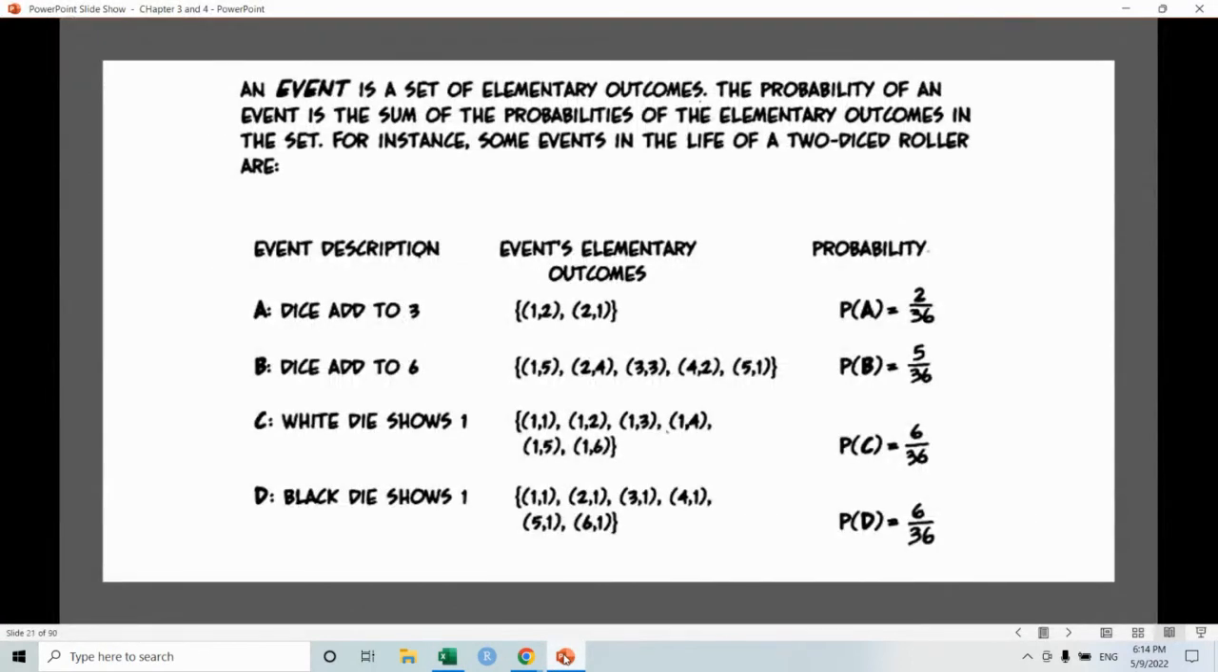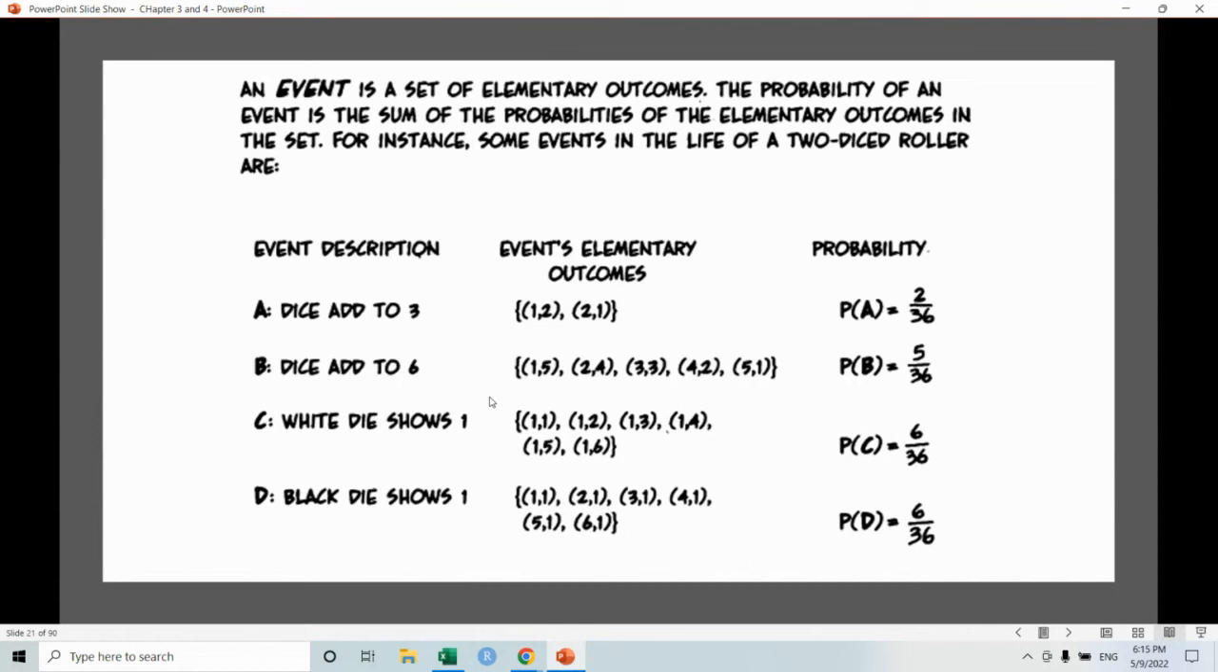So an event is a set of elementary outcomes. The probability of an event is the sum of the probabilities of the elementary outcomes in that set. So for instance, some events in the life of a two-dice roller are dice that add to 3. There are 2 different combinations that can give you a 3, right? You can roll a 1 and a 2, if you have the white die and the black die, or you could roll a 2 and a 1. So there are 2 possible ways to roll dice that add up to 3.